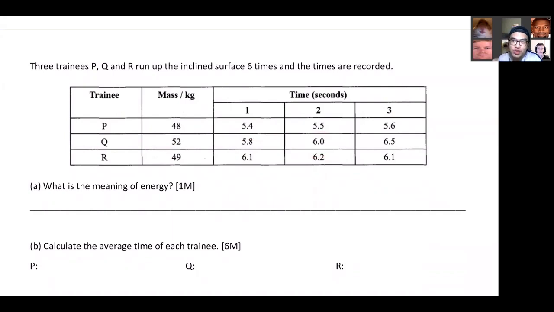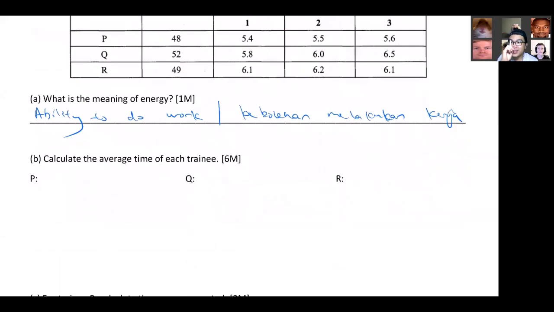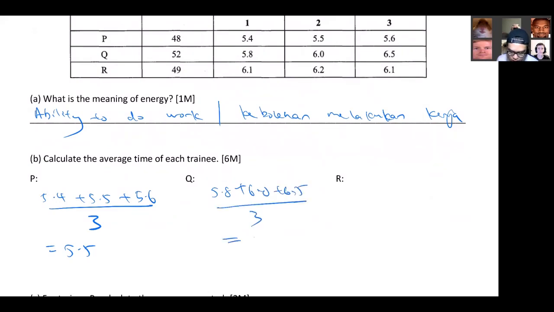What is the meaning of energy? Apakah maksud tenaga? That is the ability to work. Kebolehan atau keupayaan melakukan kerja. Very simple. Calculate the average time of each trainee. So how do you calculate average time? This is mathematics. So 5.4 plus 5.5 plus 5.6 divided by how many times here? 3 times. So divide by 3. My answer here is 5.5. This is 5.8 plus 6.0 plus 6.5 divided by 3 is 6.1. 6.1 plus 6.2 plus 6.1 divided by 3, you get 6.13.